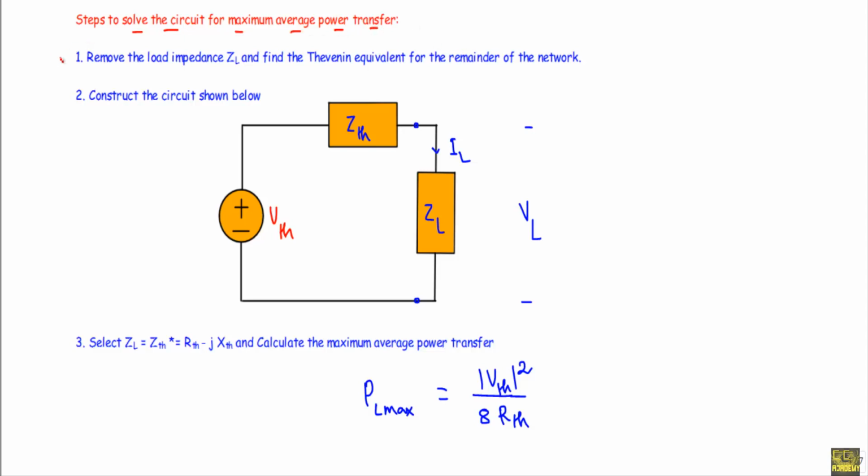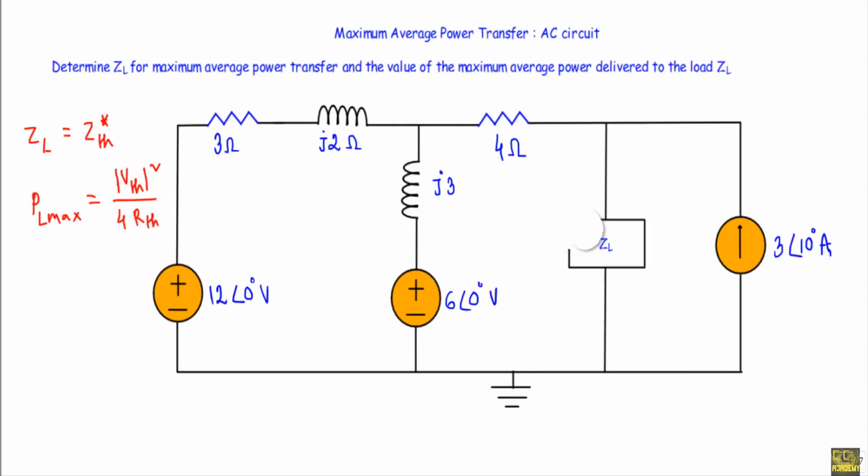At first we have to remove the load impedance ZL and find the Thevenin equivalent for the remainder of the network. I will separate the load impedance ZL from the network, and this network will be a two-terminal network. From Thevenin's theorem we know that we can convert this entire network to a single impedance ZTH, and we can calculate the voltage across these A and B terminals, which is known as Thevenin voltage. So if I calculate VTH and ZTH, that will be the Thevenin equivalent circuit for this network.